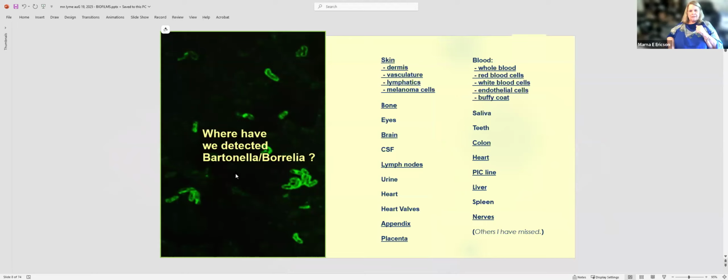This picture on the left is actually Bartonella that we grew in culture. It's just teeny weeny. So where have we found Bartonella and Borrelia? These are all the places where we found Bartonella. It's a lot more than just blood. Anything that's underlined is what we've done in my lab. And everything else is, oh wait, I can do heart. Yeah, we can do that too.